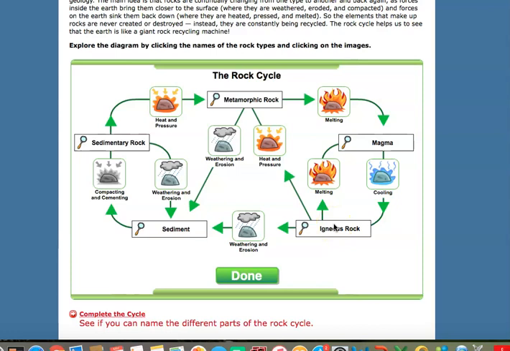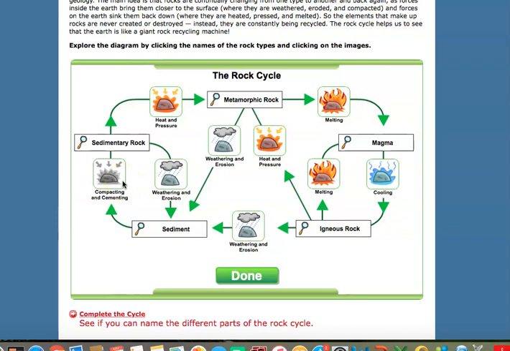rock. An important thing for you to understand about the rock cycle is that depending on what process or what conditions that rock is exposed to, we can have one rock turn into either of the two remaining rocks or even back into itself. So let's have a look at some of these processes that a rock is going to undergo, such as cooling, melting, heat and pressure, weathering and erosion, and finally compacting and cementing.